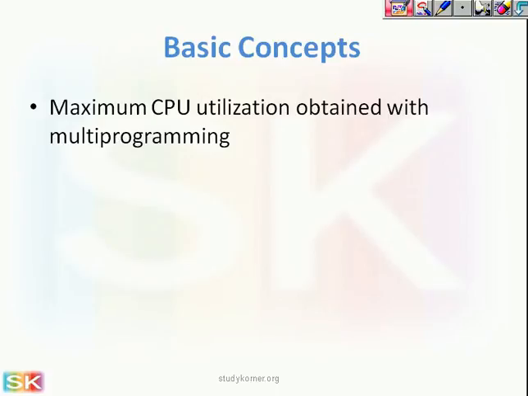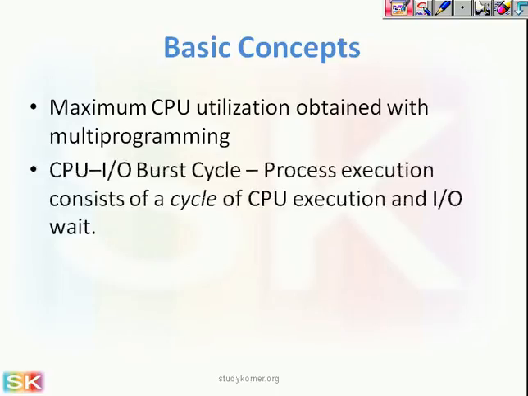So to decide the order of execution of these multiple programs from the main memory, we have to schedule them, right? And this scheduling procedure is called CPU scheduling. So to maximize CPU utilization obtained with multi-programming, we have to order these multiple programs so that they can be executed in the CPU concurrently, right?